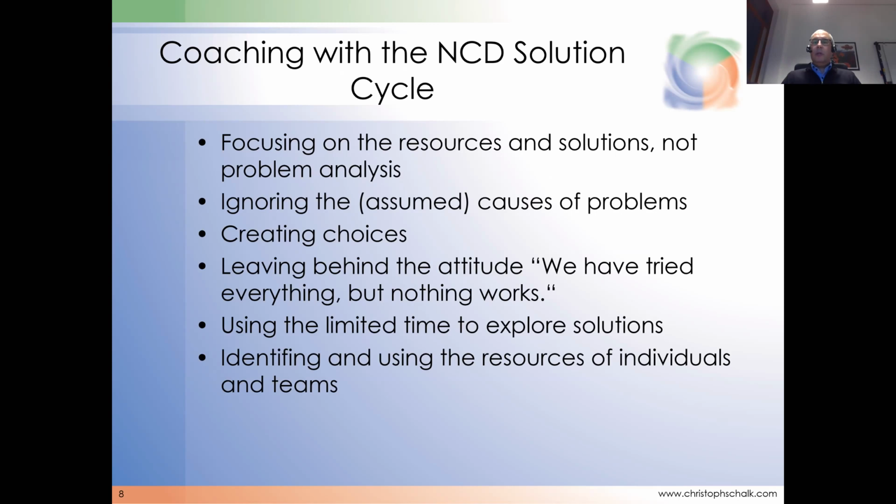We can spend a lot of time analyzing these ideas about what the problems are, but there is no proof that that is reality. It is, first of all, their explanation of the world, and we can waste a lot of time with this. Instead, very often it makes more sense to focus on solutions, to focus on the resources and build new resources, new solutions from that. So creating choices, leaving behind the attitude, well, we have tried everything, but nothing works. We can use the limited resources, the limited time to explore new ways of creating progress.